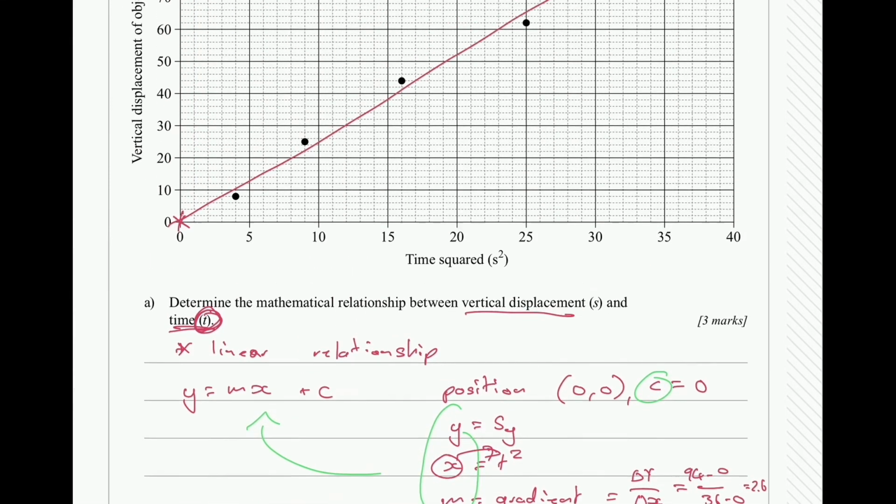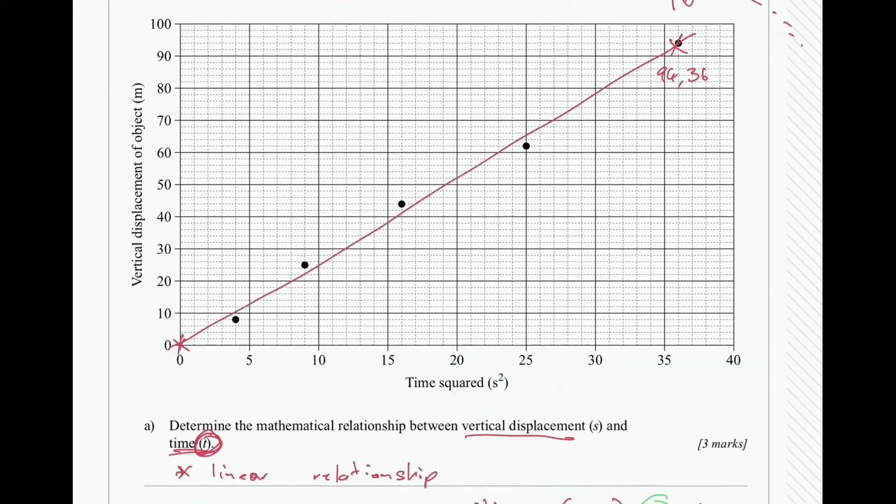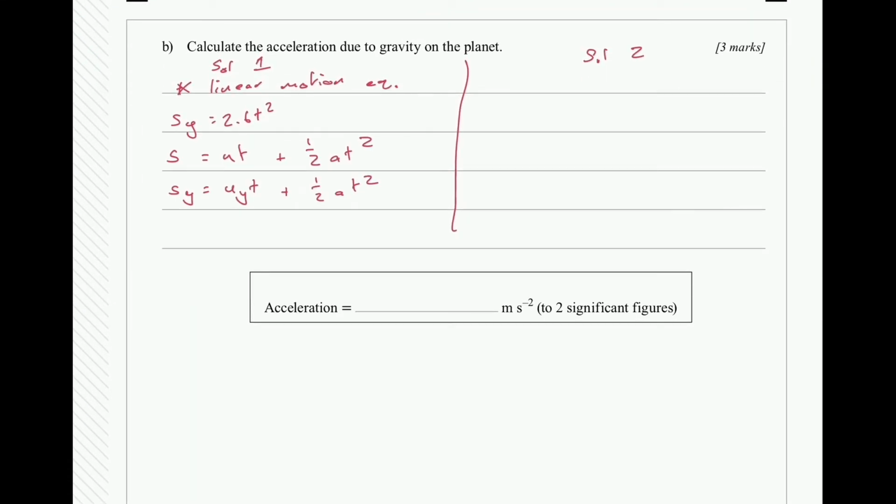I'll quickly go back to our solution, and we know it's launched horizontally. So our UY, or our initial y velocity, is equal to 0. The next thing I can write out is SY is equal to 0 times time plus 1/2 AT squared. Then 0 times anything is going to be 0, so we are left with 1/2 AT squared.